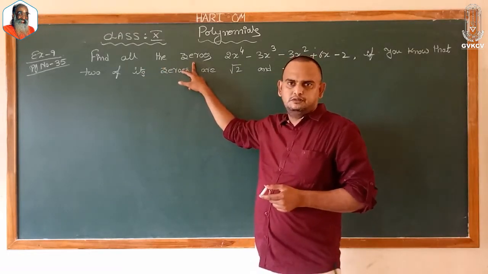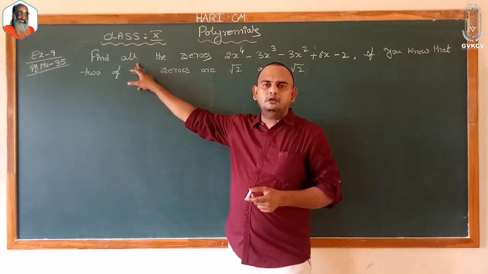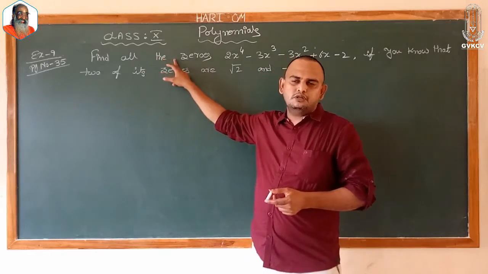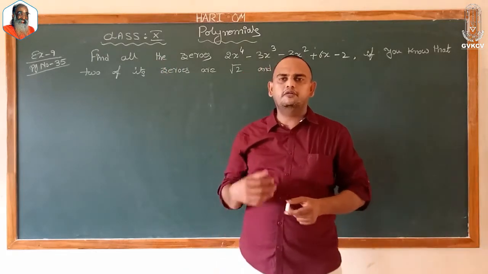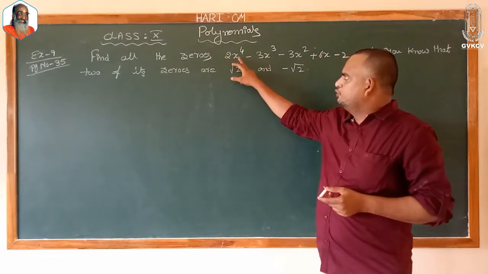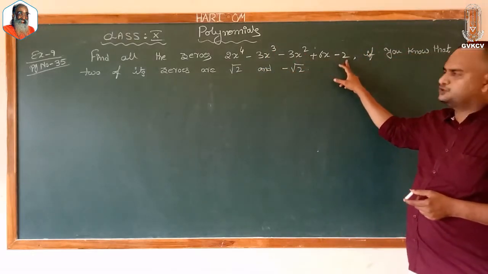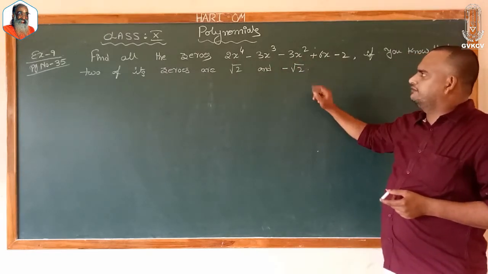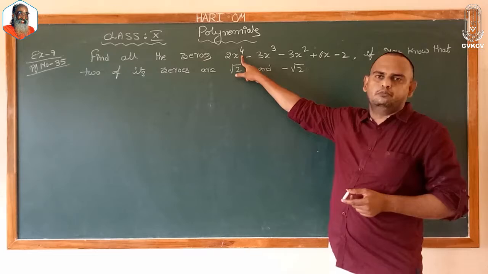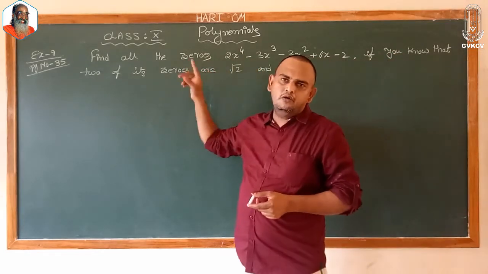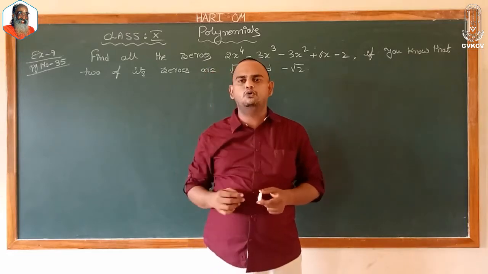Find all the zeros. What is the question? Find all the zeros. All the zeros, all means how many? As we know, the number of zeros depends on the degree of a polynomial. Now what is the polynomial given? 2x to the power of 4 minus 3x cube minus 3x square plus 6x minus 2. Which degree polynomial is it? 4th degree polynomial. 4th degree polynomial means how many zeros do we have? 4 zeros. They asked to find all the zeros, so 4 zeros we have to find.